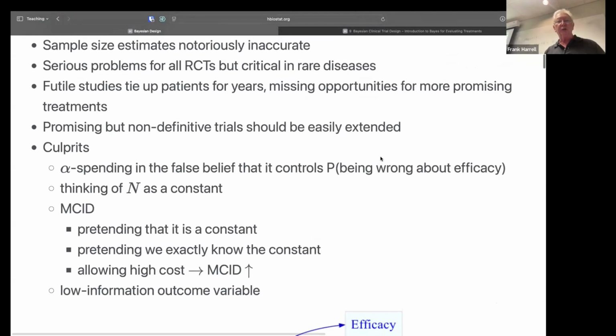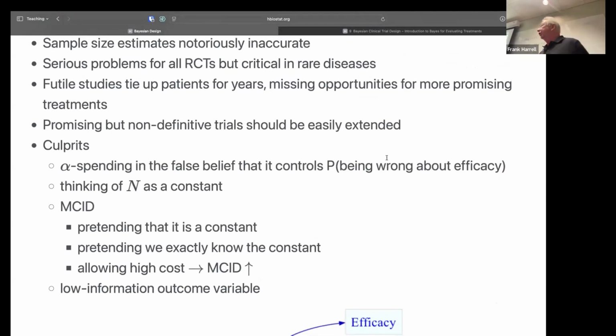Sample size estimates are notoriously inaccurate. Every statistician will tell you it's the most distasteful thing we're ever asked to do. And people have called it the sample size samba. It's just a dance, it's a game, it's very distasteful. Now, the problems are very serious for all clinical trials.